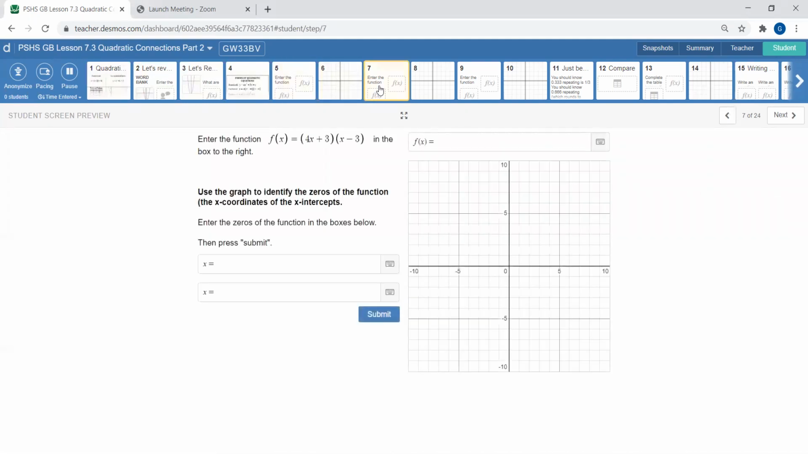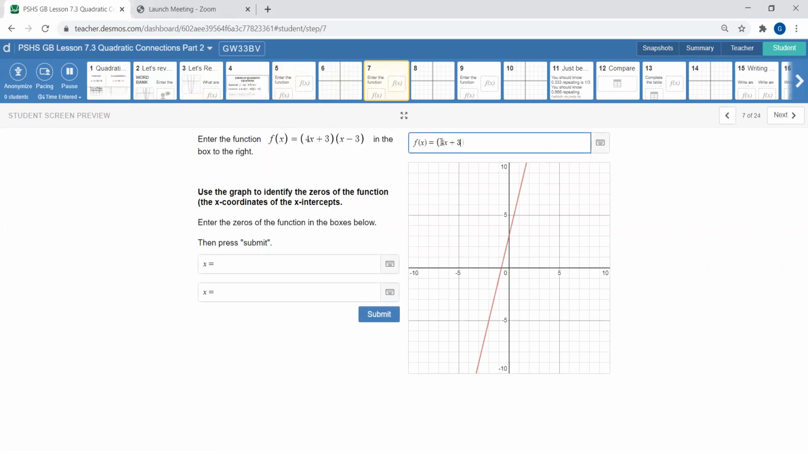Okay, we already used that part, so let's move on to the next one. So another equation, 4x plus 3 and x minus 3. You can see part of the U shape starting to form there. This time I better pay a little bit more attention. So at negative 0.75. And the other one was 3.